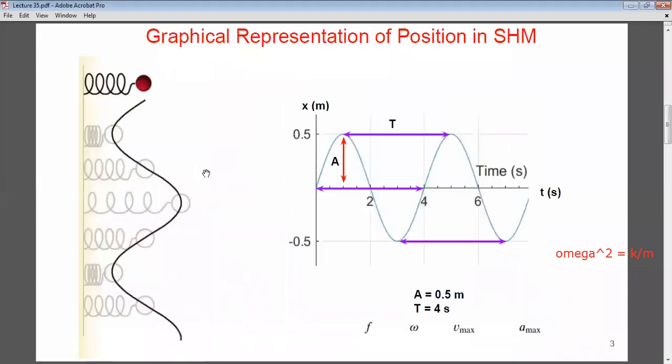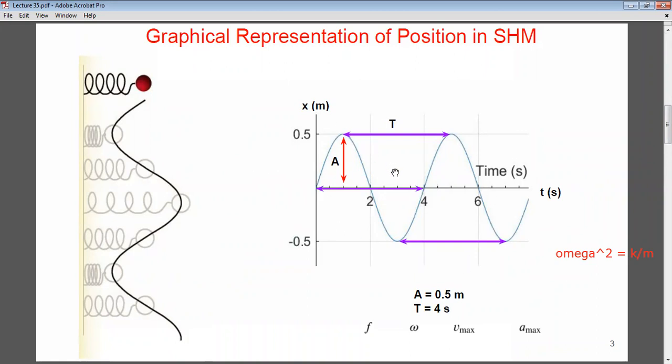Now, graphical representation of position in simple harmonic motion, which is the motion of a mass spring system when there is no friction. If we look at it, we will find that the object will go from equilibrium to the maximum, to the equilibrium, to the minimum, back to the equilibrium, to the maximum, to the equilibrium, to the minimum, and this will keep repeating itself in the case of there is no friction, okay?